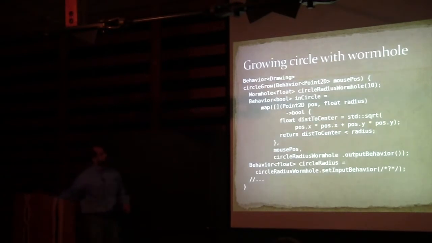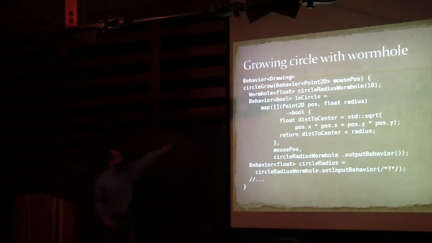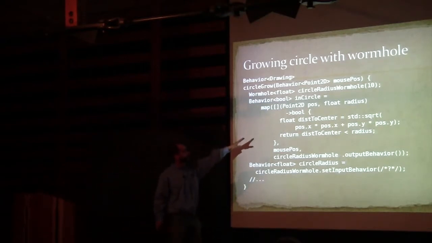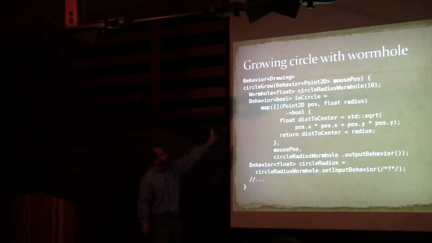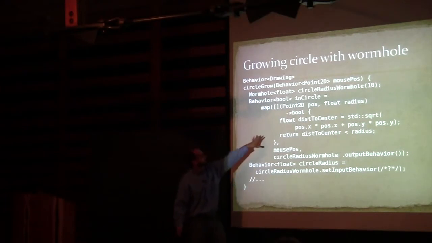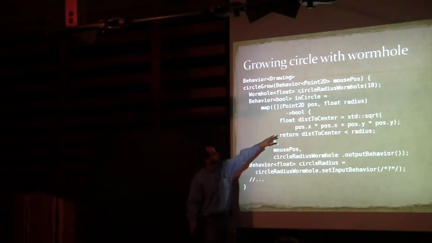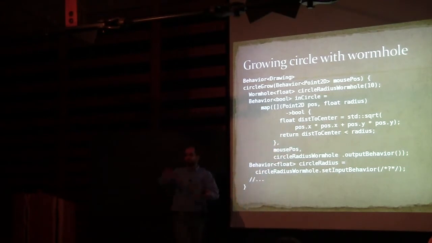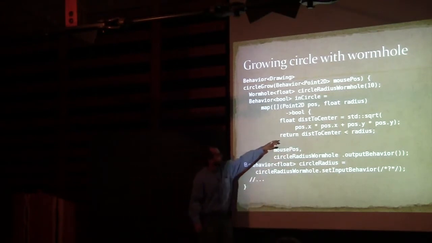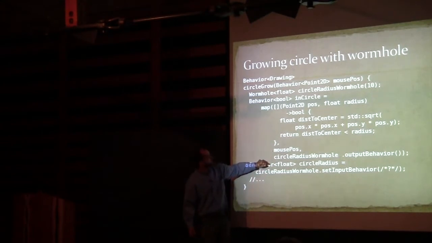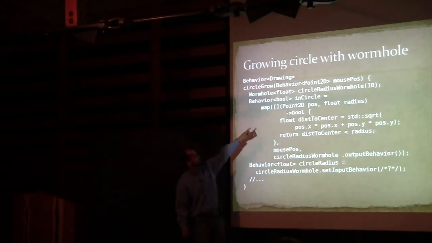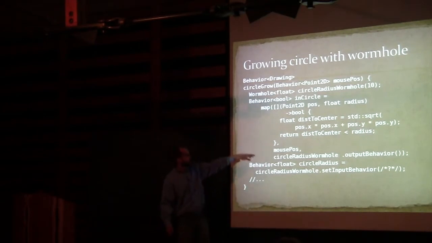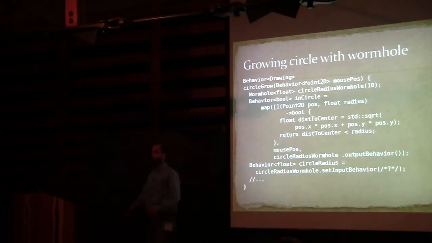So to look at this example, the growing circle with the wormhole, I create a circle radius wormhole with the initial value of 10. And then my in-circle function can make use of that wormhole. So we're mapping this function here. This just says, given a position and a radius, see whether or not the position is within the circle defined at 0. And we take in the mouse position, and we have the output behavior of that circle radius wormhole. So we're using this before it's defined. And then down here, when we define this, we can set what the input behavior is for the wormhole. So we just kind of solved this problem.